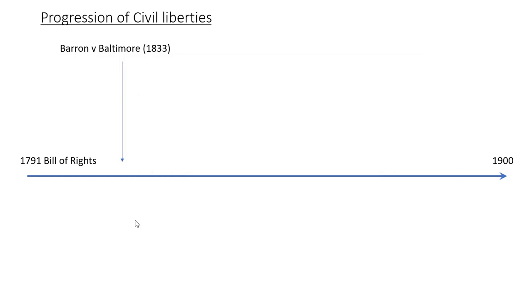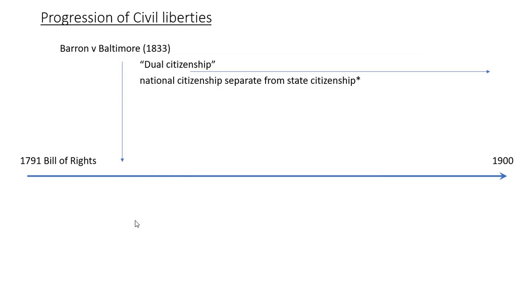So what Barron versus Baltimore established was this concept of dual citizenship, something that is completely unheard of today, but it's going to take us a long time to kind of weed this back out. Dual citizenship kind of is somewhat parallel with this dual federalism that we talked about in the last chapter, but dual citizenship simply means that national citizenship is separate from state citizenship.